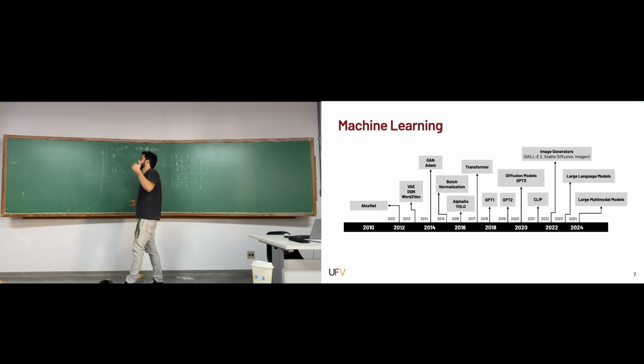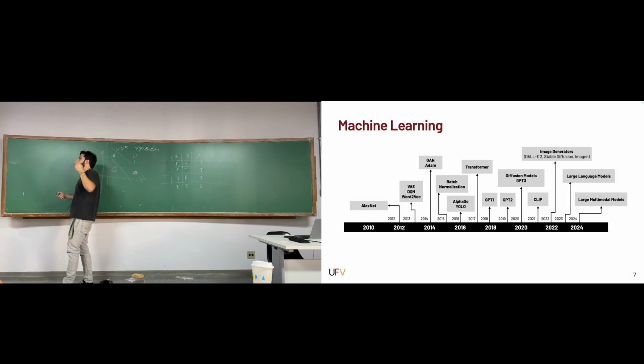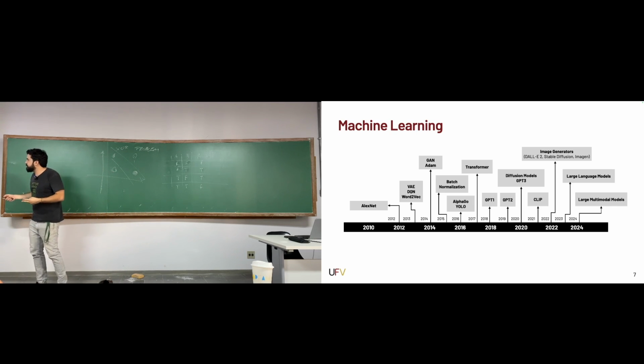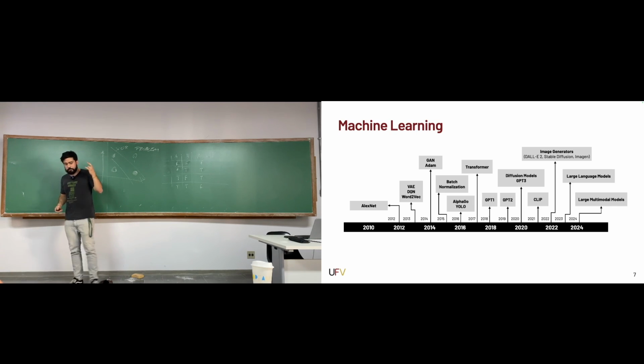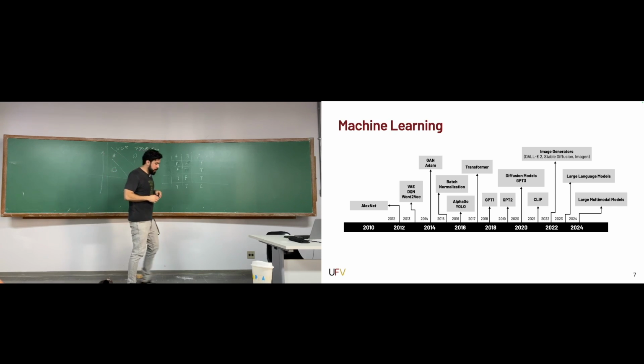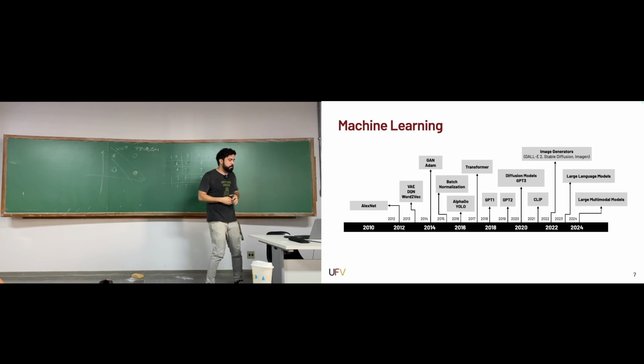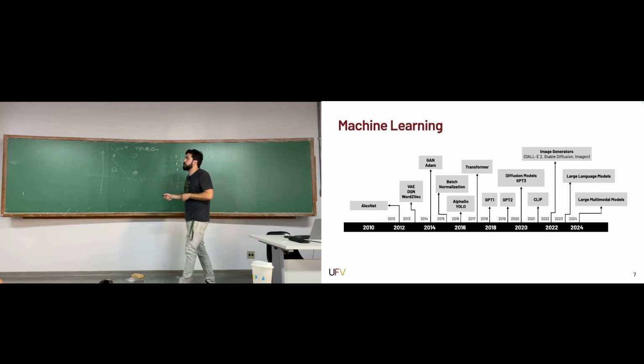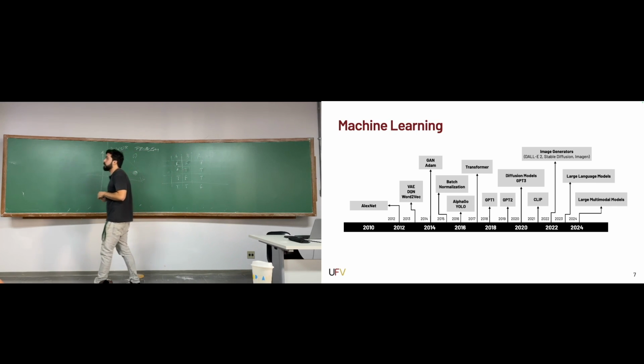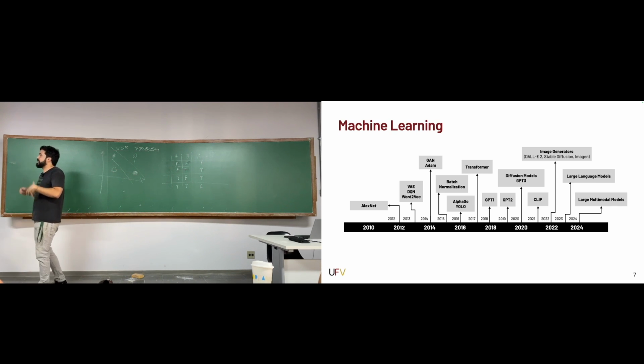In 2014, we had GANs and the Adam optimizer. In 2015, batch normalization. In 2016, we had AlphaGo, which is also an insane result from AI from the previous 10 years. AlphaGo beat the best player at Go, which is a gigantic game, much bigger than chess.